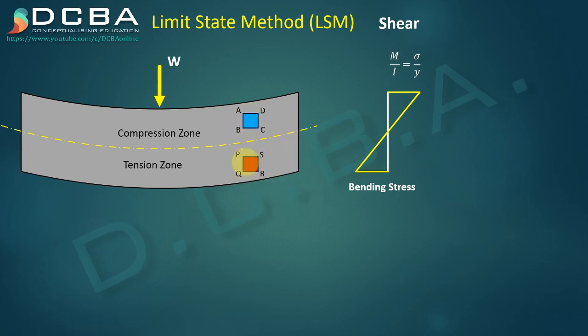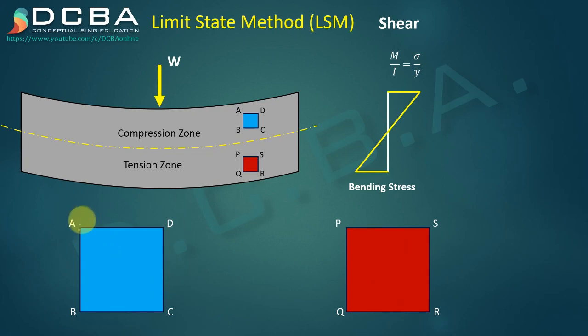Consider these two small elements. One is lying in the compression zone, the name is ABCD for that, and the other one is lying in the tension zone, the name is PQRS. So this is our ABCD and PQRS. Let sigma x be the compressive stress, because this is lying in compression, so obviously the force acting on it would be compressive, and the stress acting on this would be sigma x.